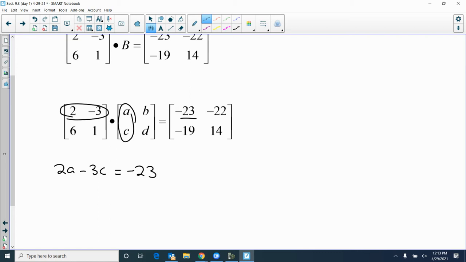So what's going to equal -22? What's going to equal -19? What's going to equal 14? Okay, so think row times column and then set that up. Now to get the -22, you take 2 and -3 times b and d. So I take, actually it'll be positive 2b minus 3d equals -22. All right, do the other two.